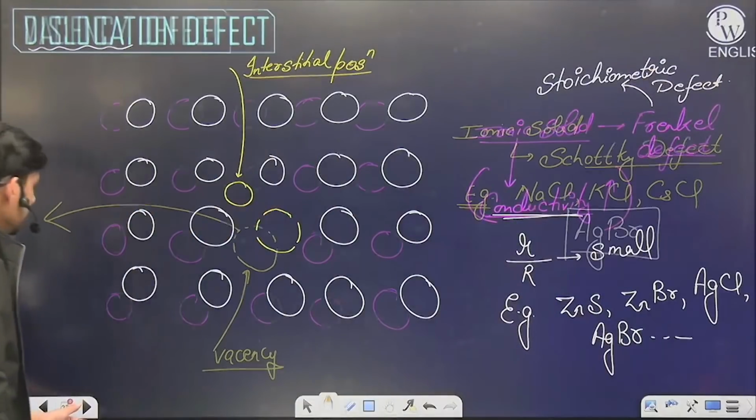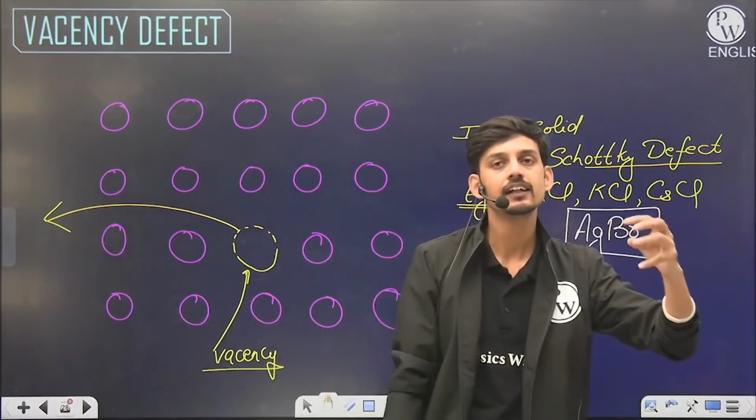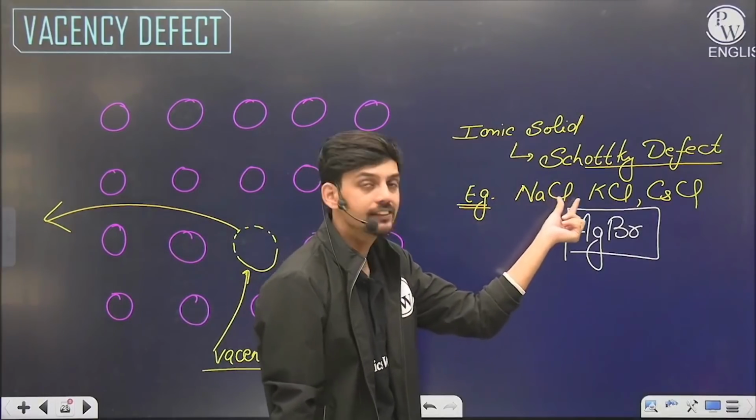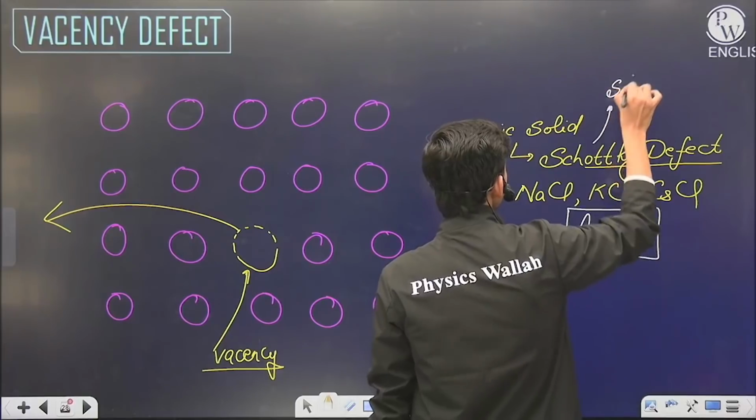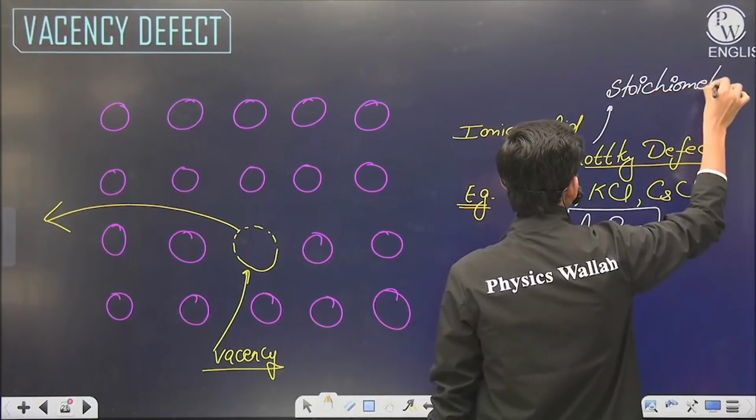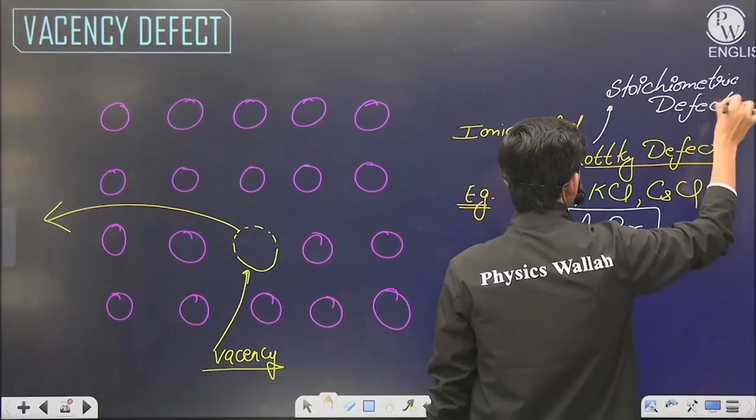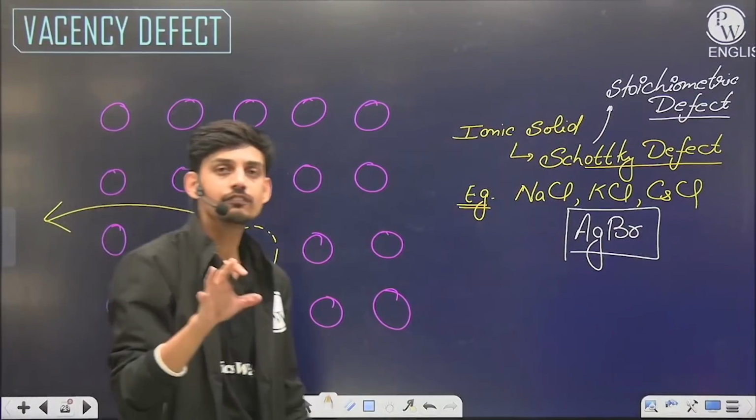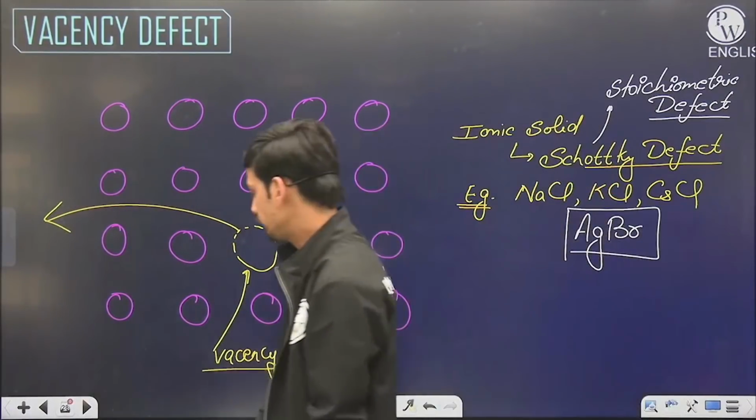Also, in case of Schottky defect, if a cation moves away from the lattice, then an anion also moves away. For example, if one Na plus is missing, then one Cl minus will also be missing. And again, this Schottky defect will have undisturbed stoichiometry. This is also a stoichiometric defect. This defect does not change the stoichiometry. So in case of ionic solids, we face two defects, Frenkel and Schottky, which are both stoichiometric defects.